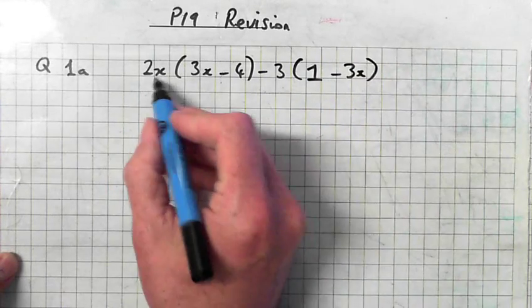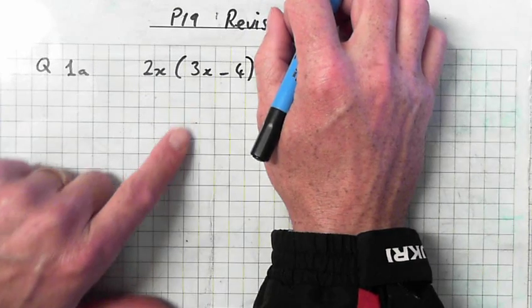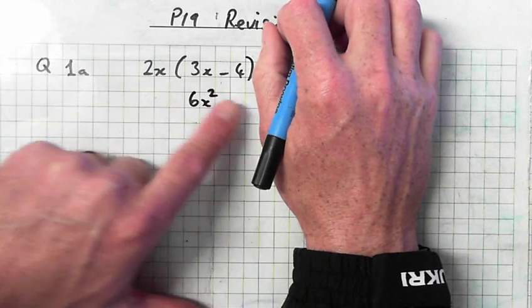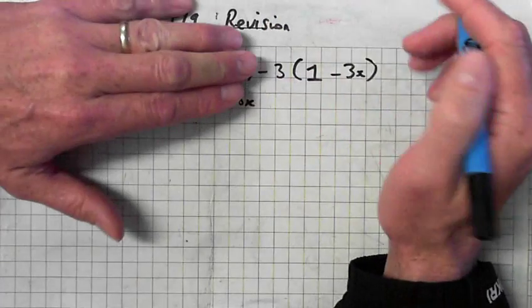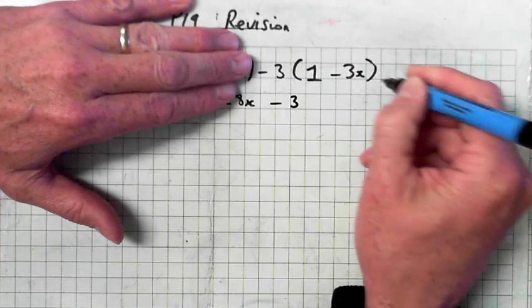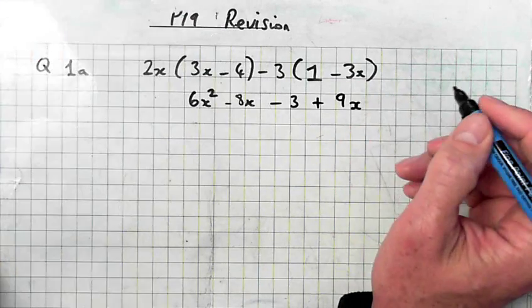Okay, so multiply first of all. So we look at this bit first. 2x times 3x? 6x squared. 2x times minus 4? Minus 8x. Right, this bit. Minus 3 times 1? Minus 3. Minus 3 times minus 3x? 9x. Plus 9x. Add what you can.